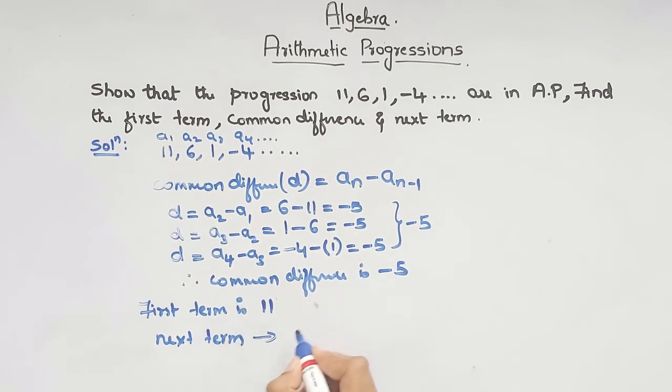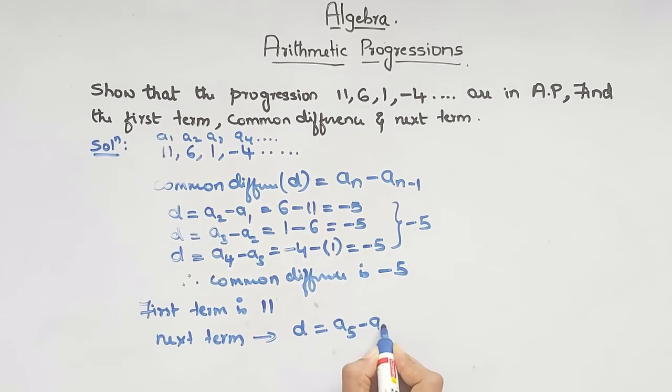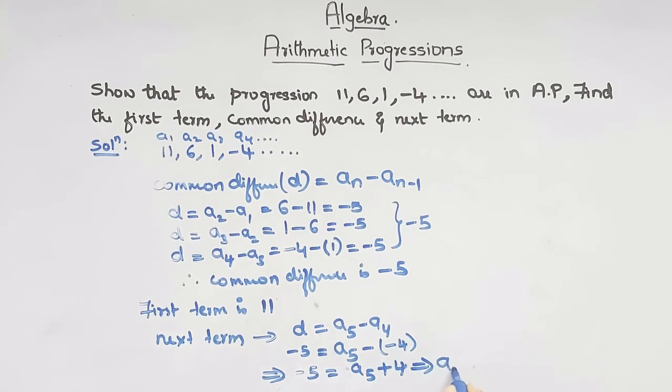can be found by using the same formula, that is d is equal to here a5 minus a4, right? We know the common difference is minus 5, which is equal to a5, we don't know, minus a4 is minus 4, right? Which implies minus 5 is equal to a5 plus 4. Minus of minus is plus. So this will give you a5 is equal to minus 5 minus 4. So minus 5 and minus 4 will give you minus 9. So therefore your a5 is minus 9.